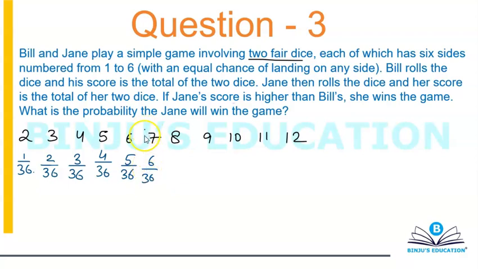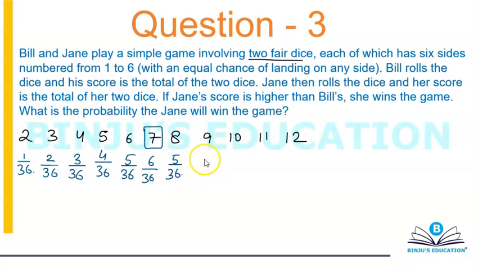Now 7 has the maximum probability. The number 7 has the maximum probability. It basically increases from 2 to 7, and then after 7 it starts decreasing. For example, if you talk about 8, we can have 2 6, 6 2, 3 5, 5 3, and you can have 4 4. So this is again 5 by 36.